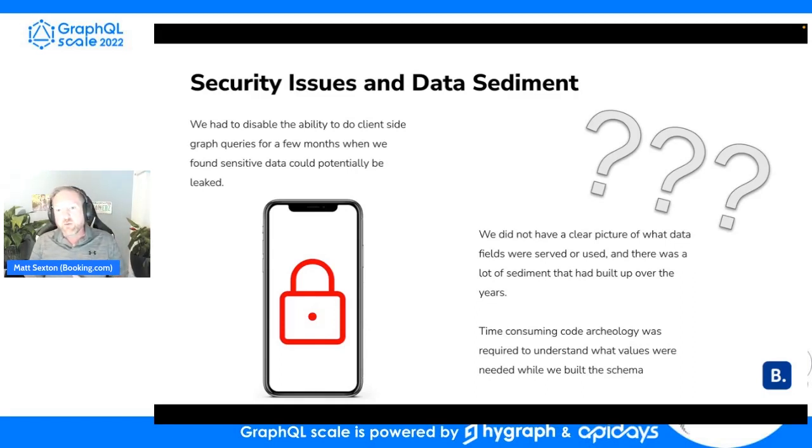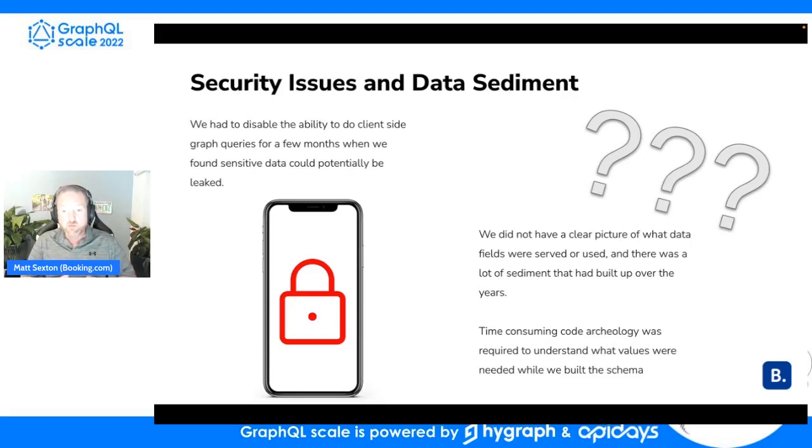But the other major thing that we have, and it's still an ongoing problem, is with an old code base especially, we didn't really have a great clear picture of what data fields were used and where they were coming from. There's a lot of sediment that had built up over the years. There were instances where from one location it would be an int and another location would be a float. How do we reconcile those pieces of data? It takes a lot of code archaeology, a lot of digging into your history if you don't have it well documented already.